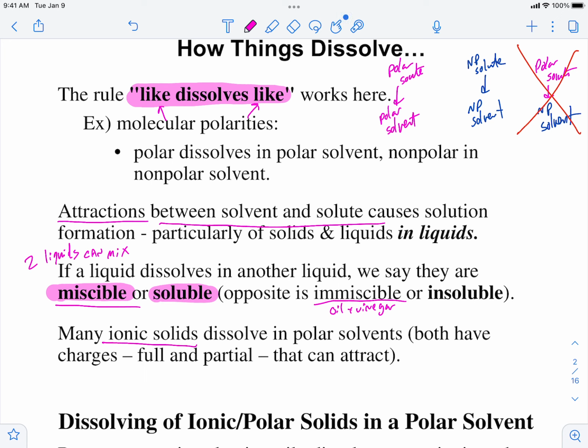Ionic solids behave as polar molecules. Even though they're ions, they behave as polar because they can dissolve in polar solvents, right? Which is why we have salt water. Salt is ionic. Salt dissolves in water, which is polar. That gives us salt water, which is a solution.